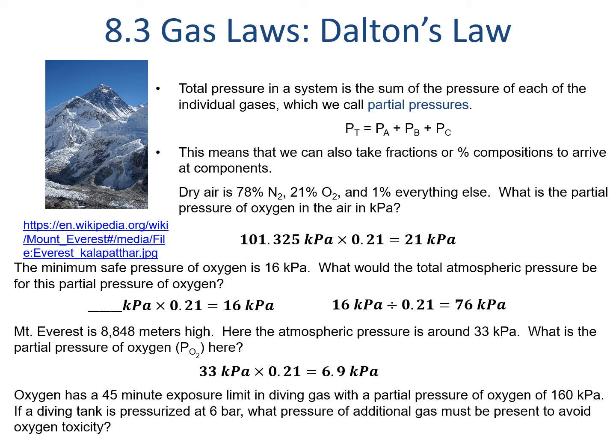A bar is exactly 10 to the 5th pascals, or 100 kilopascals. So we multiply 6 bar by that conversion factor to get 600 kilopascals. The difference between the 600 kilopascals and the 160 kilopascals of oxygen is 440 kilopascals of other gases.